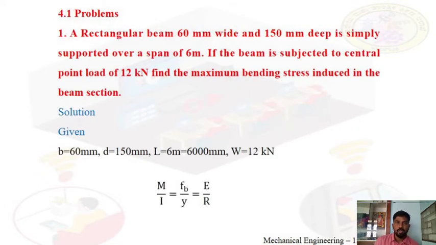A rectangular beam 60 mm wide and 150 mm deep is simply supported over a span of 6 meter. If the beam is subjected to central point load of 12 kilonewton, find the maximum bending stress induced in the beam section.